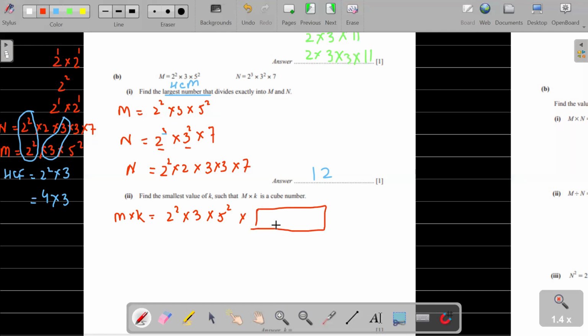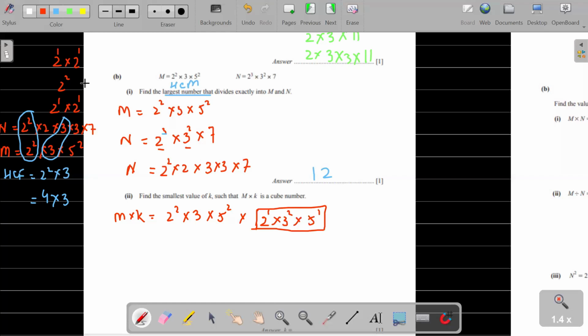I have made a box for the k. There should be something so that I can make it a cube number. If a number is a cube number, it means that its factors will also be cube numbers. So here, if I want to make 2 a cube number, I have to multiply 2 with 2 raised to power 1, and 3 with 3 raised to power 2. Same way, 5 with 5 raised to power 1.